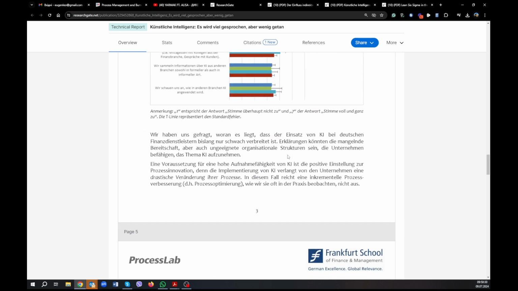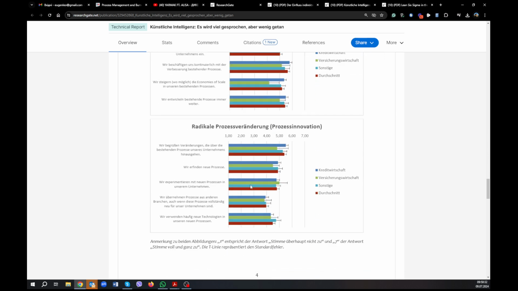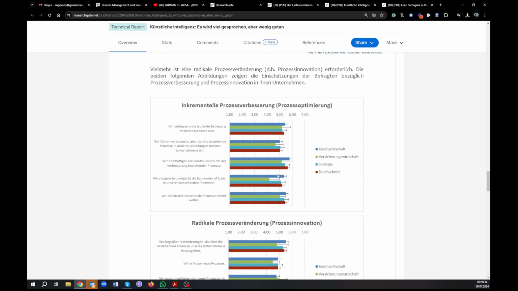Again, one more graph with explanation, a third and fourth graph with explanation, but it was really interesting because the whole story of this simple report was about incremental and radical process innovation.